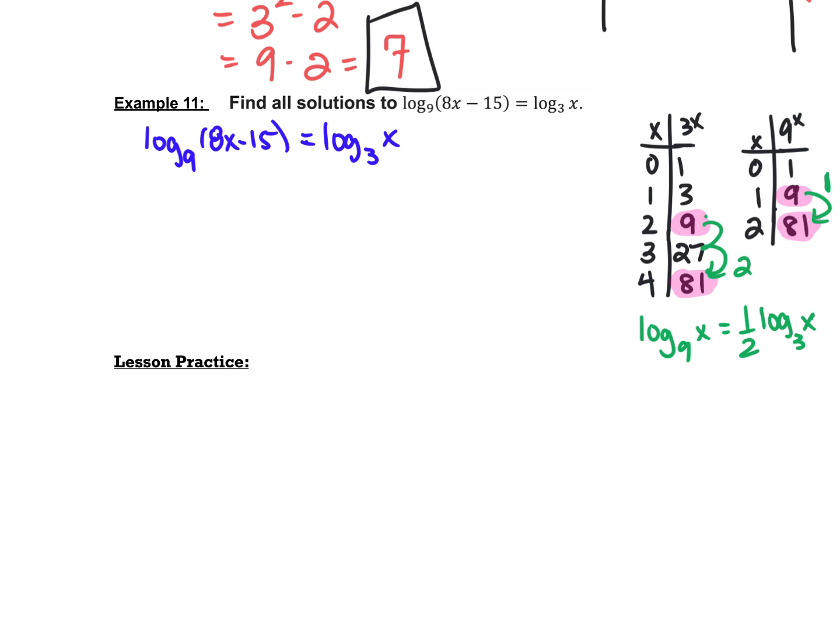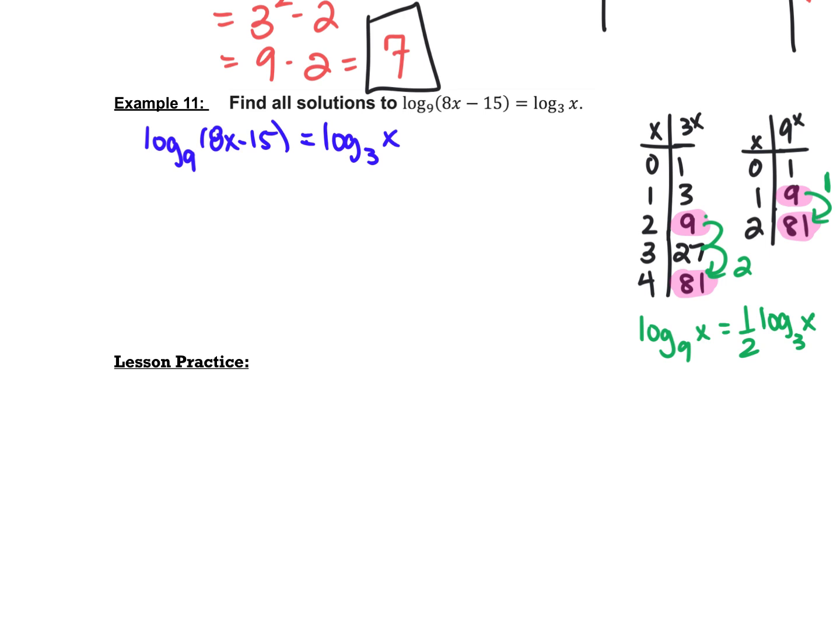All right, so we know on 9 it takes 1 leap. On 3 it takes 2. So in order for these two things to be equal, I need the 3 one to happen in 1 instead of 2. So I had to split it in half. I need it to happen in 1 instead of 2, and half of 2 is 1.